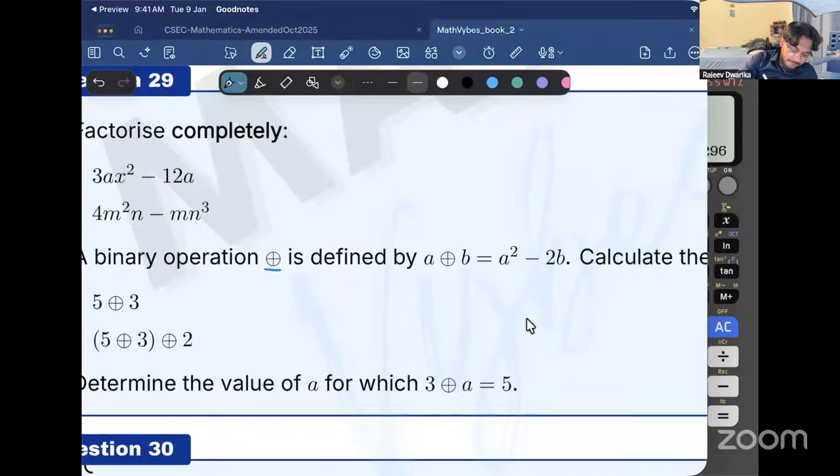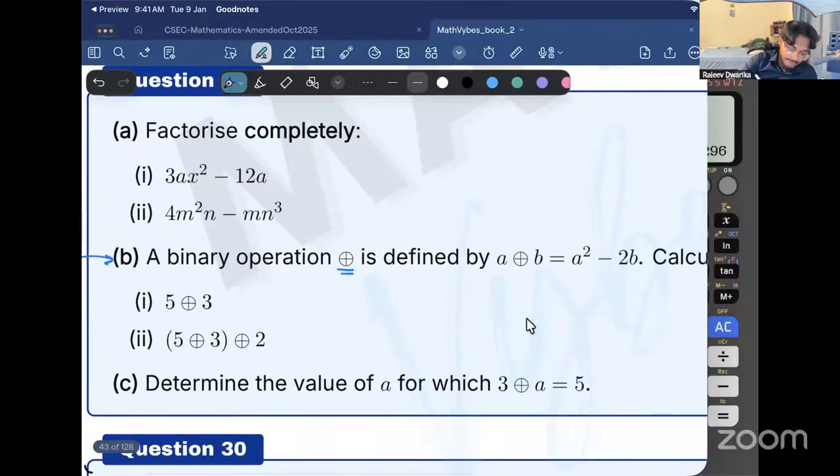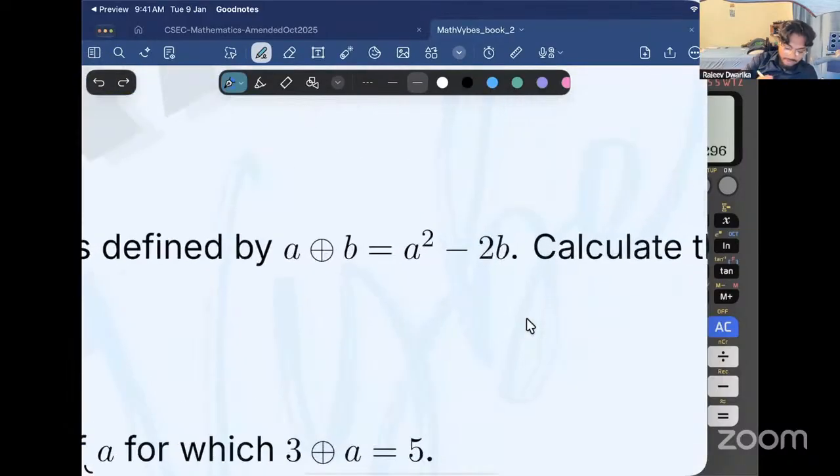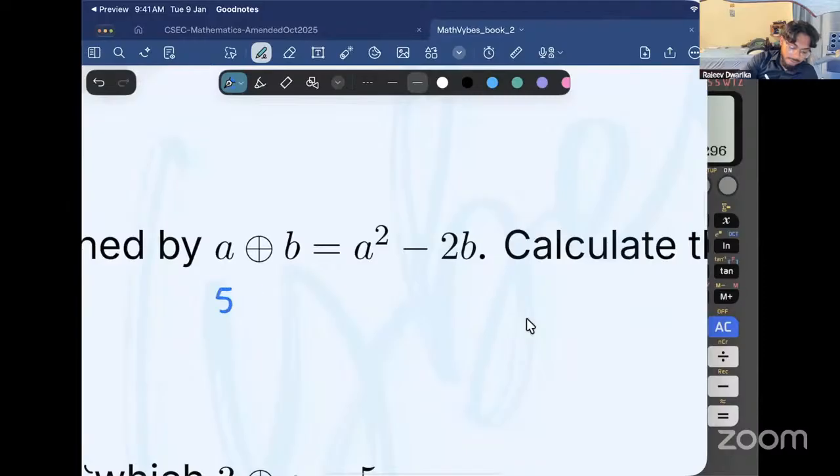Can you see that we have the binary? Can you see that we have the operator? This plus circle here. You see 9 in the middle? Yes, sir. So we're gonna perform the operation on the 5 and 3. Here, instead of A and B, in this instance, you have 5 and 3.